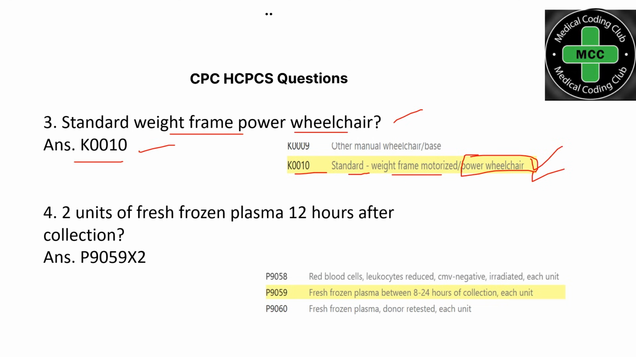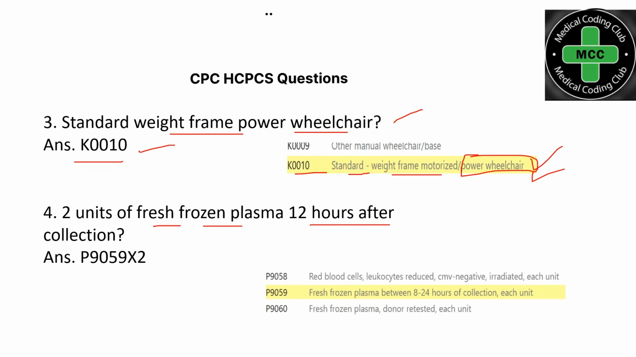How will they question? They will ask like, a standard weight frame power wheelchair has been ordered. What is the level 2 HCPCS code that will be reported for this scenario? So the complete question will look like that. The answer is K0010.